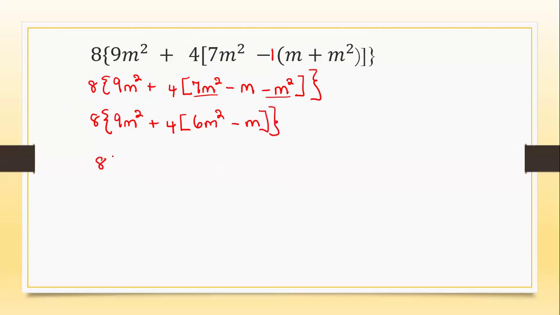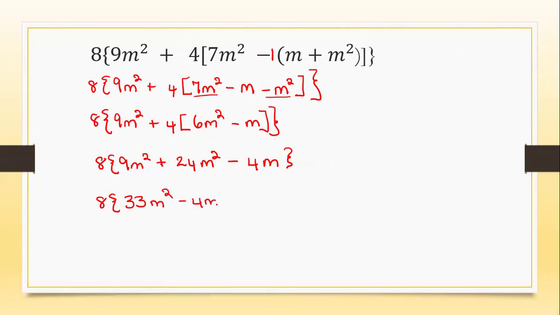Bringing down the 8, 9m squared. And we're going to now multiply using the distributive property. Positive 4 times positive 6m squared, giving us positive 24m squared. Positive 4 times negative m, giving us negative 4m. We can simplify inside the brackets. 9m squared plus 24m squared is 33m squared.